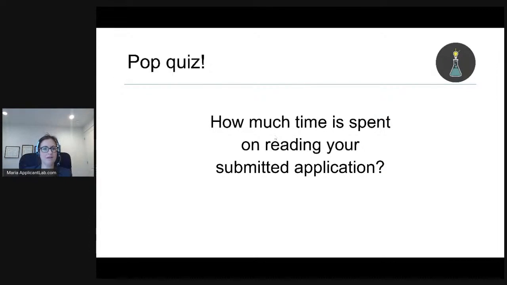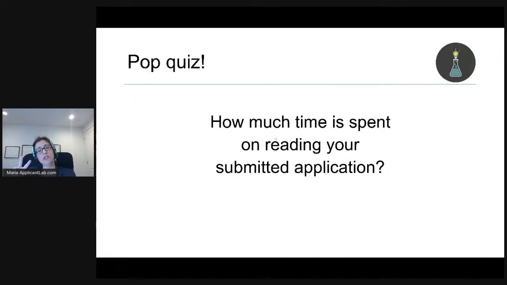So now, time for a pop quiz. In the comments, let me know. This is also my time to get my second sip of coffee. How much time do you think is spent reading that submitted application? Not total throughout the application process, because the further your application goes in the process, the more and more people are going to read it and reread it. But for that first time they read it, right?